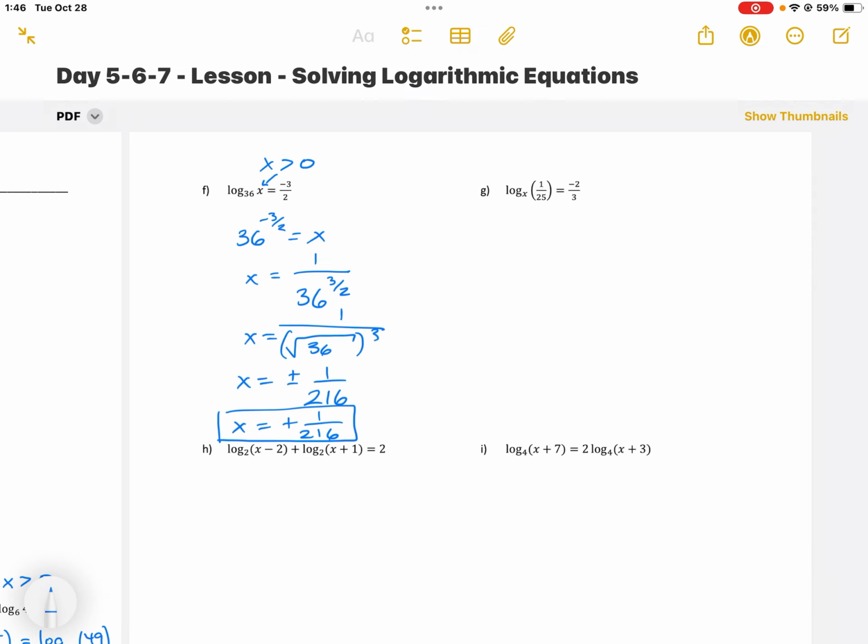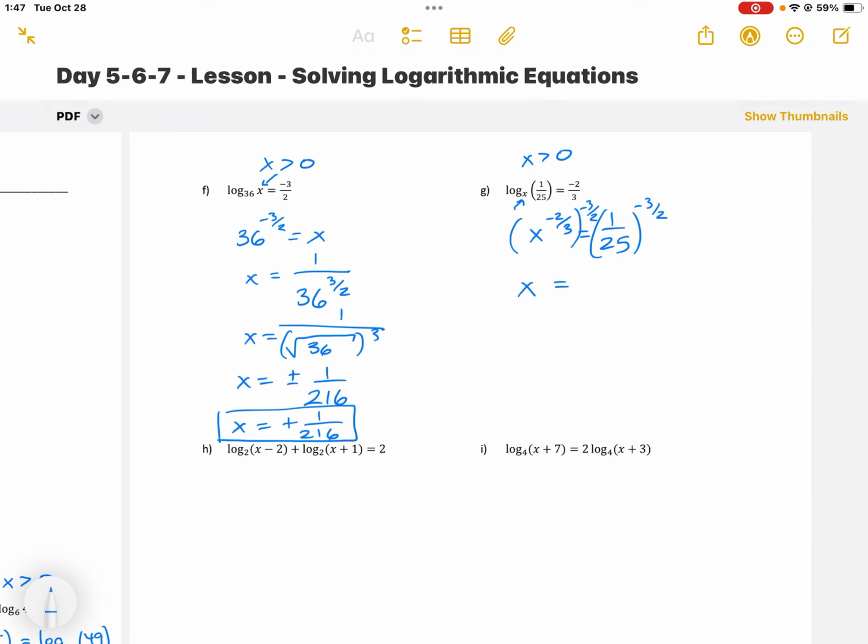In the second one, we're going to find something similar. So my base also has to be greater than 0. So in this one again, x has to be greater than 0. I'm going to change my equation into exponential form, and then I'm going to solve it. So I'm raising both to the minus 3 halves. On the left-hand side, that leaves me with x.